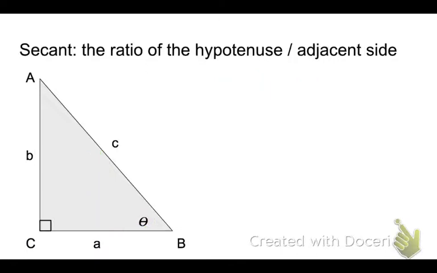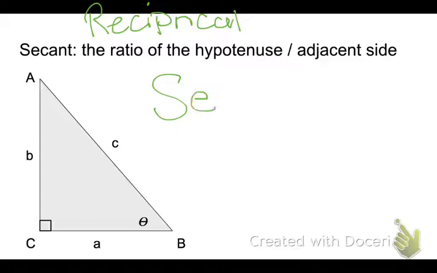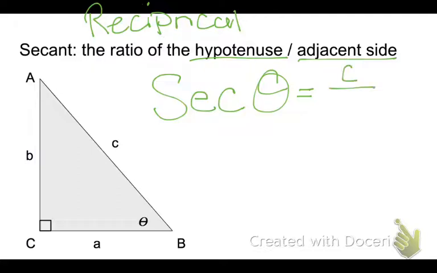Cosine's reciprocal function is called secant. Secant is abbreviated SEC. Secant is the hypotenuse divided by the adjacent side. It is the reciprocal, or the flip, of cosine. So secant theta equals little c over little a. Hypotenuse over adjacent.